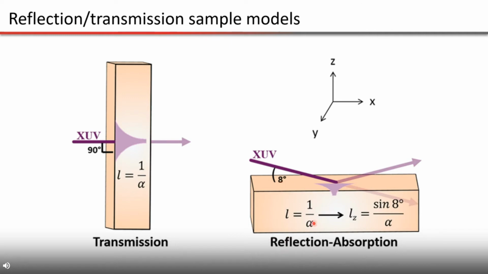But here you can see the math behind what that does to the probe depth. Your probe depth is altered as a function of the sine of your incidence angle. And so here, for example, with theta being 8 degrees, the probe depth is reduced by a factor of about 7.2 or 7.3. So what we see is that we probe a much smaller region of the surface of our material.